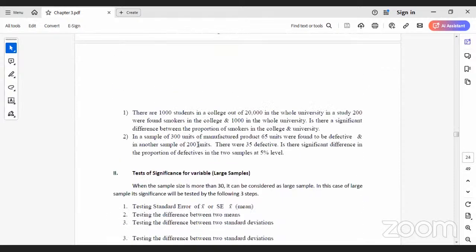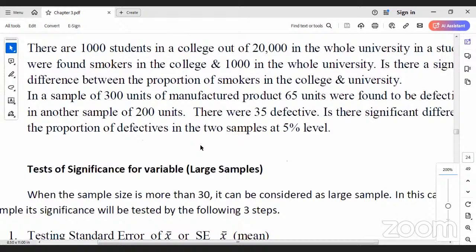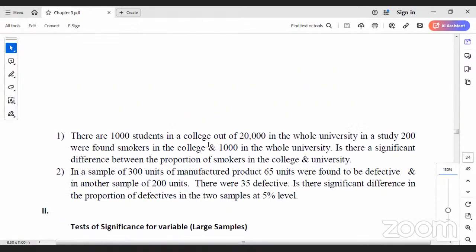So at this, we completed that chapter. Remember, test of significance for attributes and test of significance for variables. This is another chapter. Two more questions are there, so please note down these questions also. Please take photos.